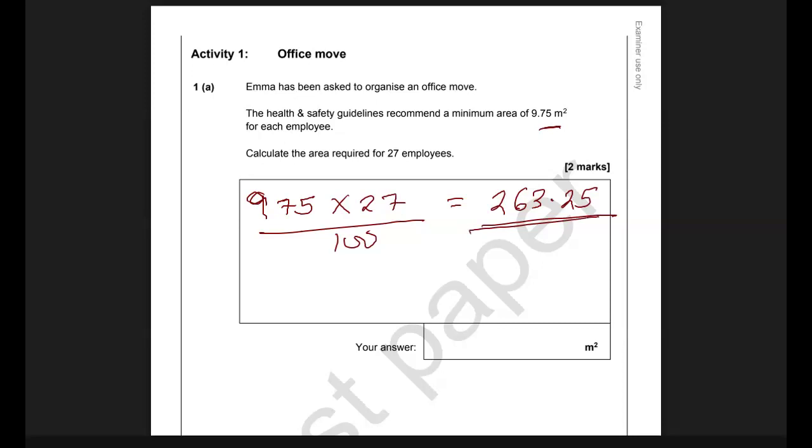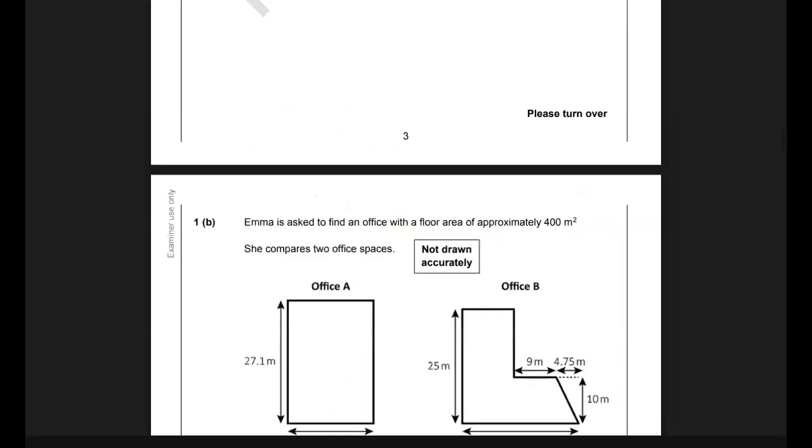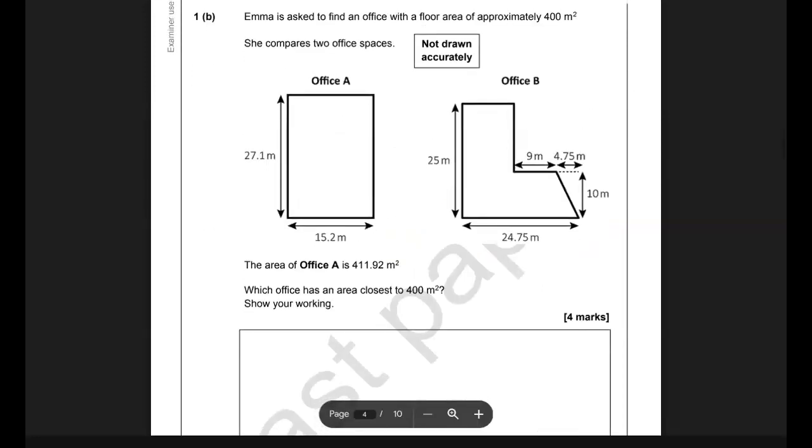What is the area? The area is going to be 263.25, because you have 27 employees, and each employee will cover 9.75 as the area they're going to cover. So 9.75 times 27 gives you 263.25. Now, let's get part B down.